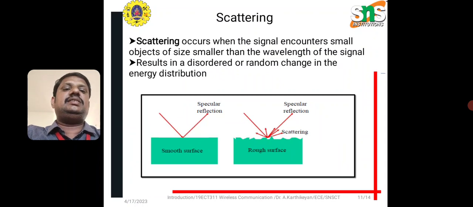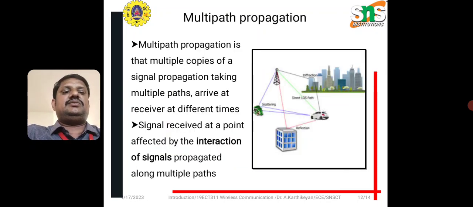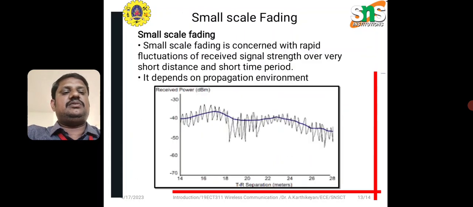The scattering method is where signals encounter a small object of a size smaller than the wavelength. Such a small object acts as an obstacle, so we can go for this scattering method, and automatically it will scatter the signals. This is the multipath propagation we saw in the first slide, the interaction method, how it will transmit. This gives small scale fading.